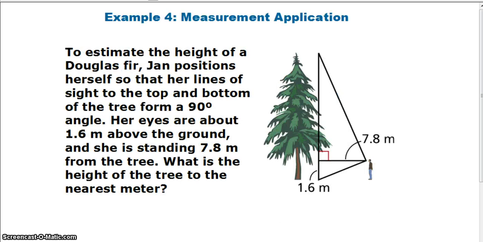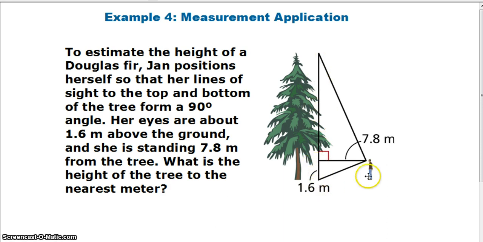So here we have an application of the use of the geometric mean corollaries, right? So to estimate the height of this Douglas fir, Jan positions herself so that her lines of sight to the top and bottom of the tree form a 90-degree angle. Her eyes are about 1.6 meters, you can see here, from the ground, and she is standing 7.8 meters from the tree. So we're trying to find the height of the tree to the nearest meter.